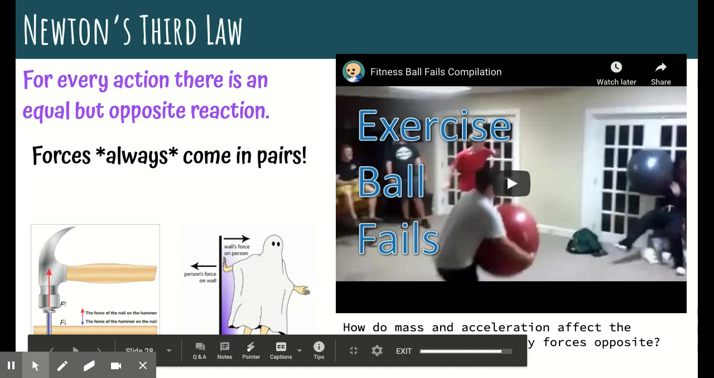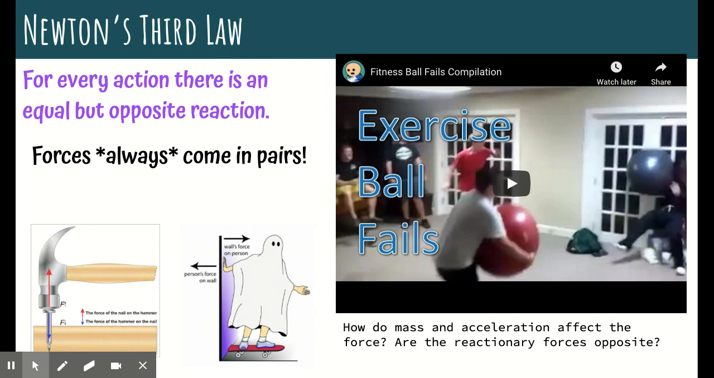So today we are going to talk about Newton's third law. This is a pretty short lesson because it just goes over action and reaction forces. Newton's third law states that for every action there's an equal but opposite reaction. What that means is that forces always come in pairs. Any applied force will come in a pair.